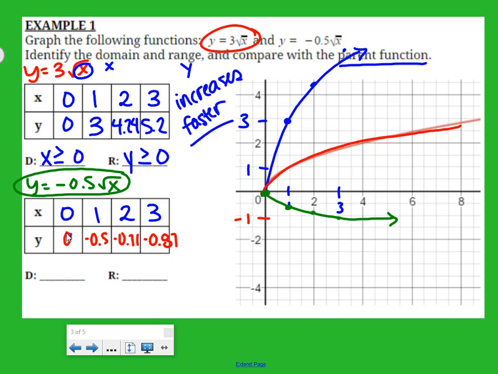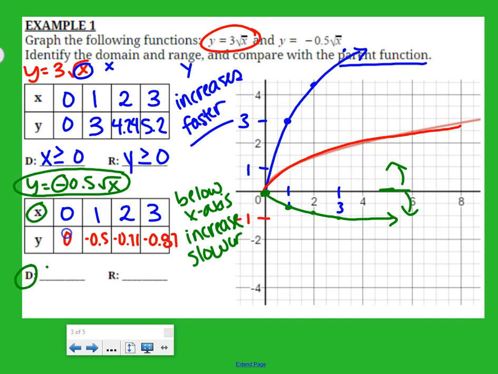Now, if we compare, it's on the bottom half of our x-axis. It's down here instead of above, so below the x-axis. And the reason for that is because we have this negative piece. Other piece would be it increases slower, or in this case, it would be decrease. Domain, our x values. If we look, our x values are still greater than or equal to 0. Our range, however, still starts at 0, but they get smaller as we go on, so it's going to be less than or equal to 0.